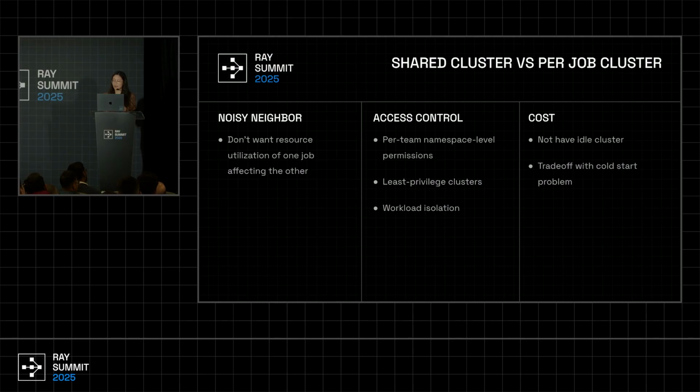We don't really want to have idle clusters sitting around and just wasting money. So we spin up clusters whenever there's a new job, and when the job completes, we tear down the cluster. And there is a trade-off with the cold start problem where we need to wait for the new pods for the new cluster to get created and get scheduled, et cetera. But it's relatively insignificant at the moment given the time it takes to run our training jobs.